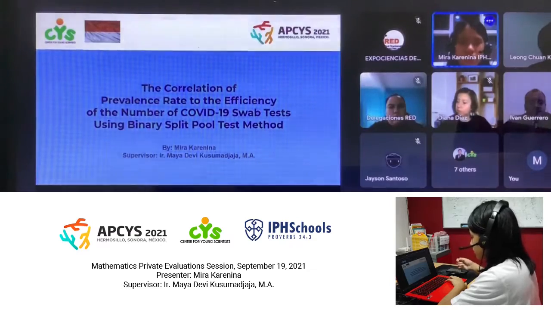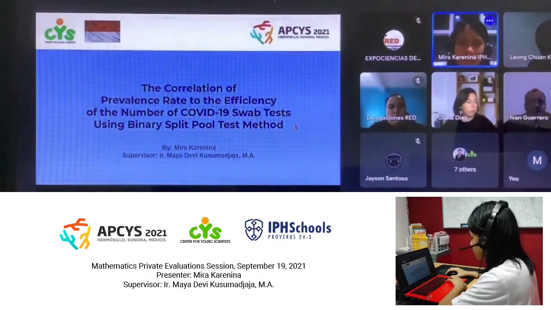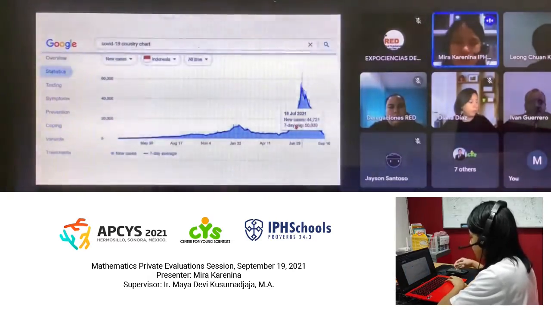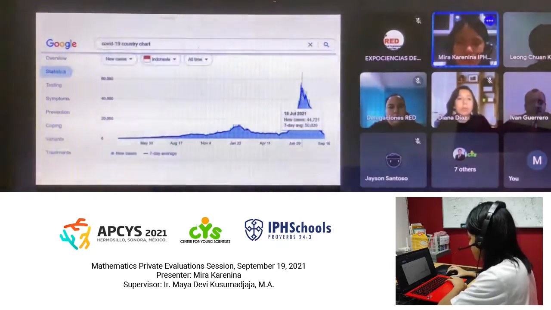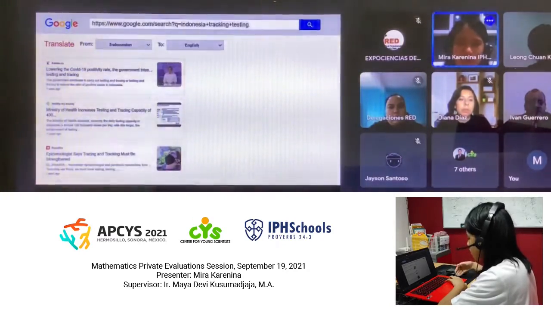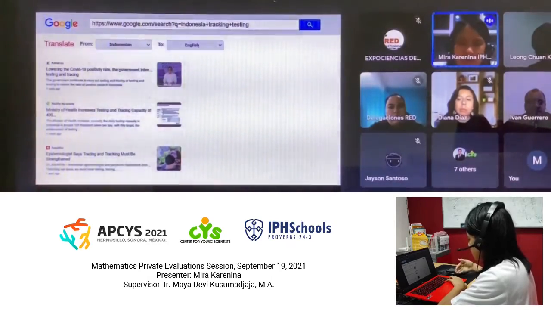The correlation of prevalence rate to the efficiency of the number of COVID-19 swab tests using virus split pool test method. Last July, Indonesia was overwhelmed by COVID's second wave. So that's why the government is trying to speed up tracing. One way to do this is by pool test.